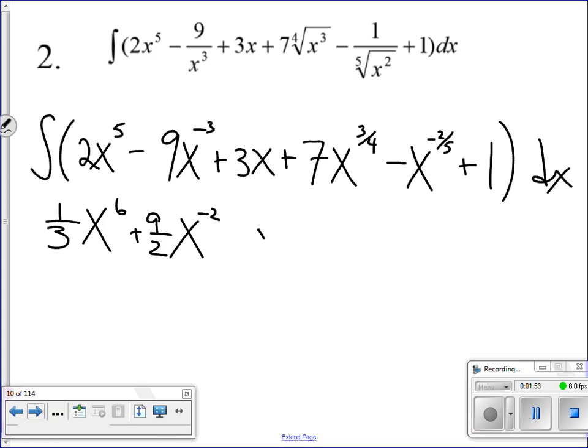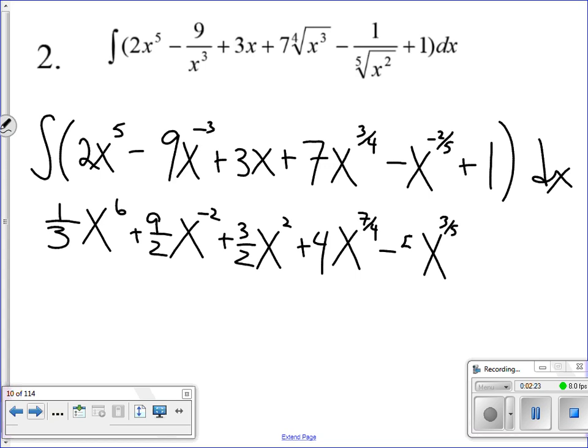Next term, we add 1 to the old exponent, we get 2. So now we got to divide by 2 or multiply by 1/2. So we have plus 3/2. Next one, we add 1 or 4/4 to the exponent, we get 7/4. When you multiply 7 by 4/7, you get 4. Next one, we add 1 or 5/5 to the old exponent, giving us positive 3/5. So we need to multiply by 5/3. When you integrate 1, you get x, and don't forget the c.